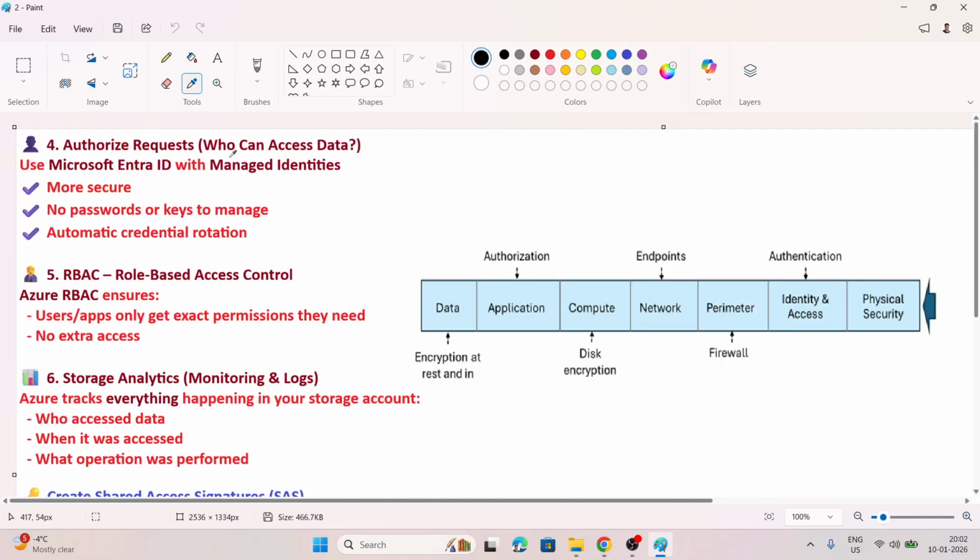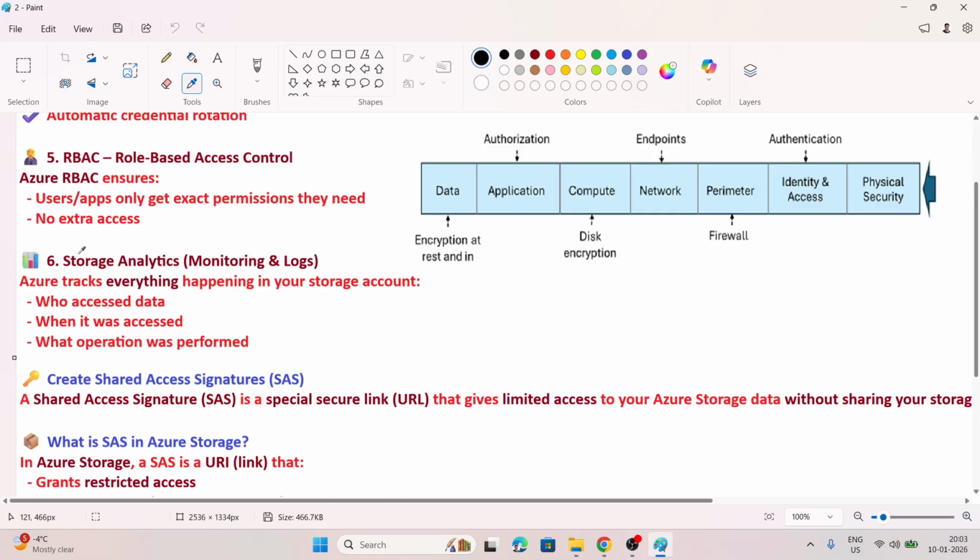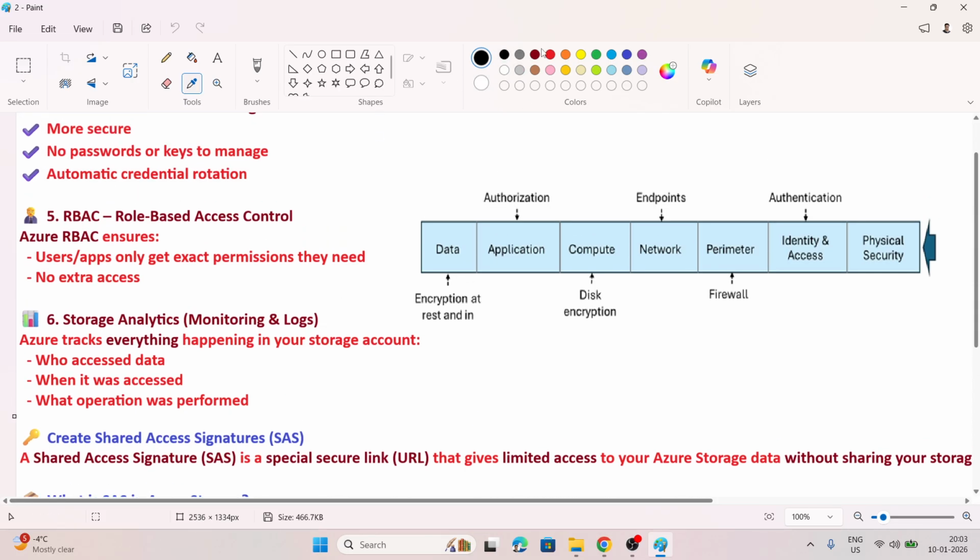Then authorized request, meaning who can access data. We can use Microsoft Entra ID with managed identity. It is more secure, with no password or keys to manage, and automatic credential rotation. Then we can use RBAC, which ensures users or apps only get the exact permissions they need, no extra access. Then we have storage analytics, where we can do monitoring and save logs for everything. Azure tracks everything happening in our Azure storage, like who accessed the data, when it was accessed, and what operations were performed. So here if we look at this picture.